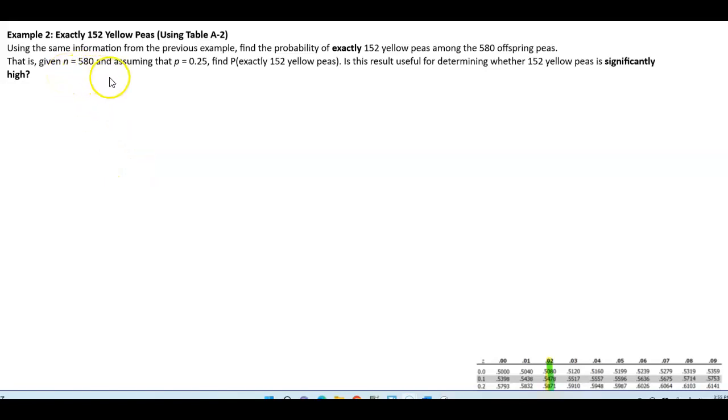Example 2. Exactly 152 yellow peas using table A2. Using the same information from the previous example, find the probability of exactly 152 yellow peas among the 580 offspring peas. That is, given n, the sample size, is equal to 580, and assuming that the probability of success is equal to 0.25, find the probability of exactly 152 yellow peas. Is this result useful for determining whether 152 yellow peas is significantly high?